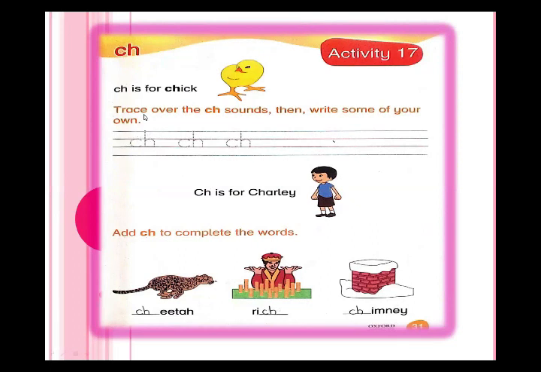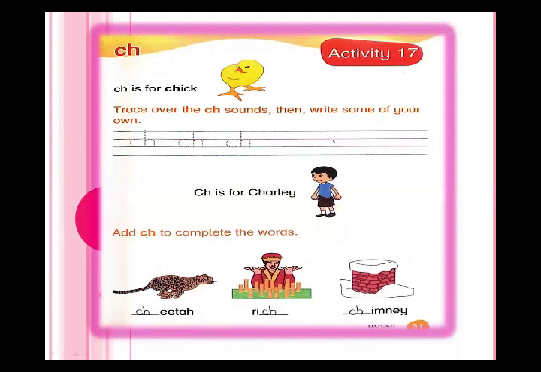Here you also trace, you have to trace the cha sound and then you have to write on your own. Okay, first you have to trace cha sound. Then in the empty space you have to write cha sound 3 times. Like here cha sound is written 3 times and you have to write 3 more.